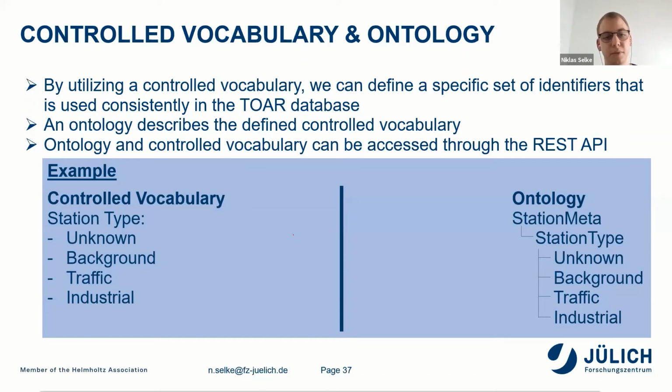I've put a quick example here. So for the measurement site, one aspect is the station type, which could either be, in our case, unknown, background, traffic, or industrial, which would be the identifier set by the controlled vocabulary. And in an ontology, you would see, first of all, the class of station meta, where the station type is a subclass of it and has the entities unknown, background, traffic, or industrial. Next slide, please.